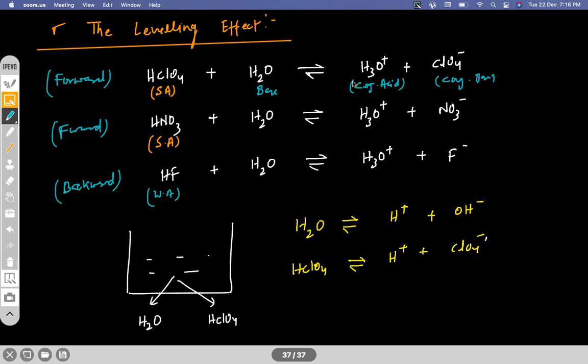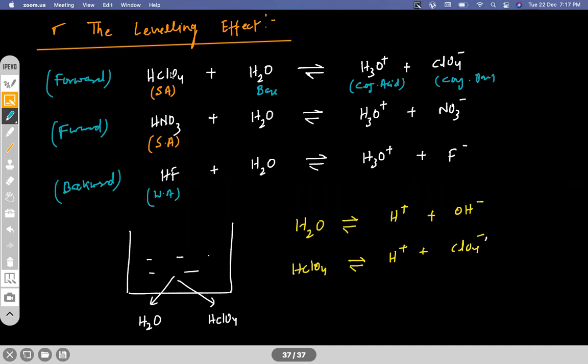Yeah. Similarly, we have HNO3 also. It converts into H3O+. So what is actually happening in the reaction? If you look at this, we have dissolved two different acids in water, but both convert into one common acid, that is H3O+. So the strength of H3O+, whether you get it from HNO3 or from HClO4, is the same, will be equal.